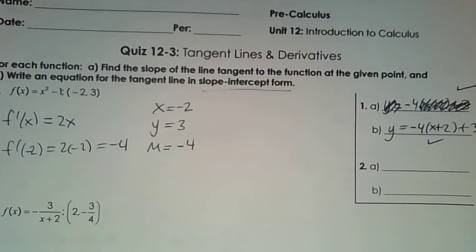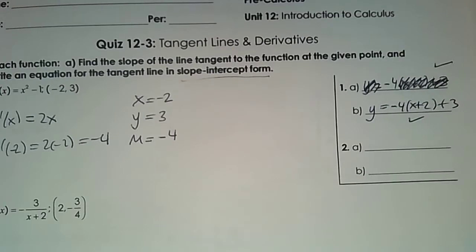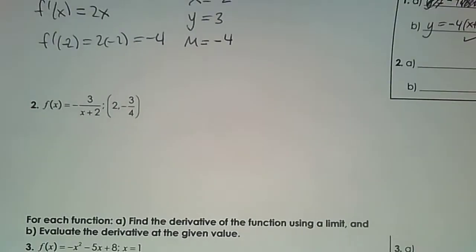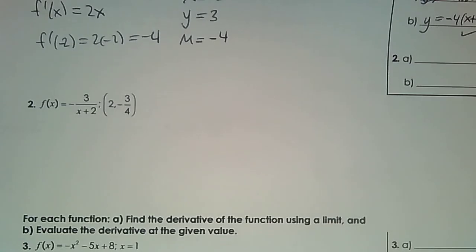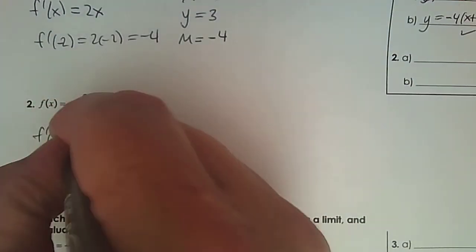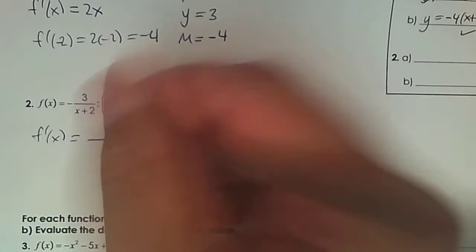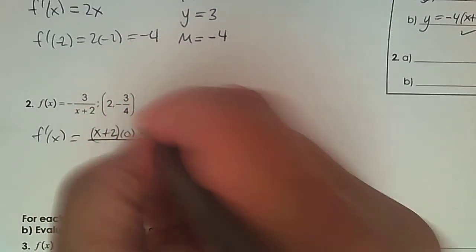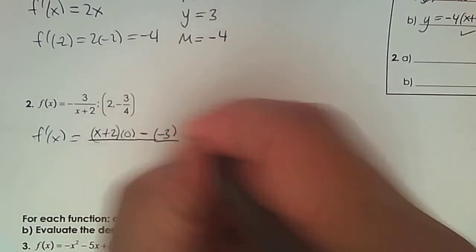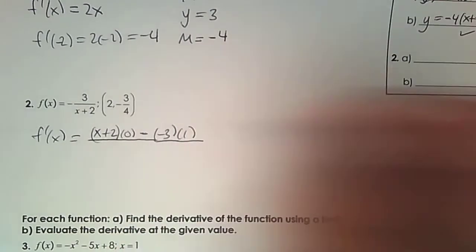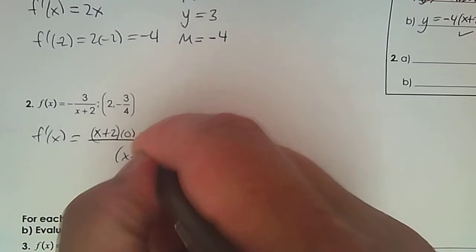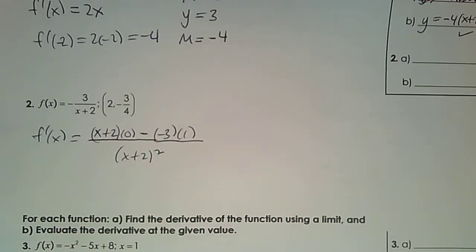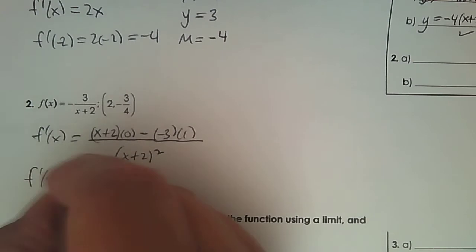So there's those two. All right, let's try it again. Again, I'm going to use shortcuts. If it tells you to use a limit, so be it. If not, we're going to use shortcuts. For 2, can you find the derivative here? So we're going to use the quotient rule. The quotient rule is the bottom times the derivative of the top, subtract the top, which is negative 3, times the derivative of the bottom, and then the bottom squared. So follow that rule. Then I'm going to plug in 2 and simplify it.